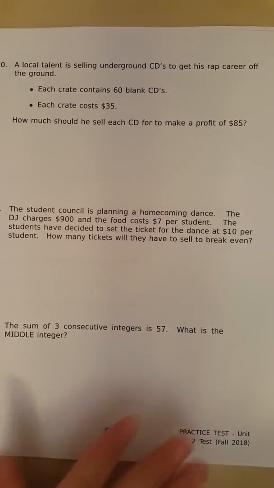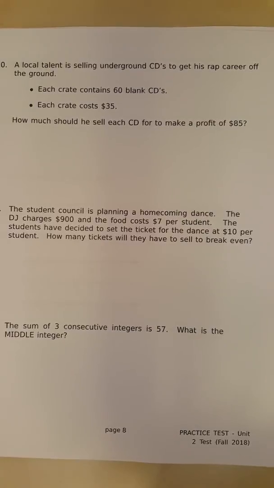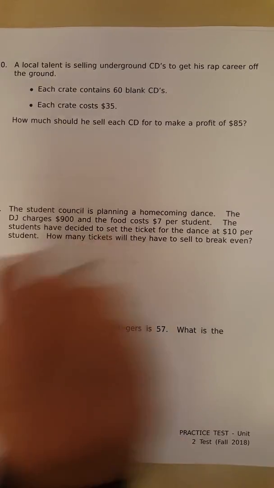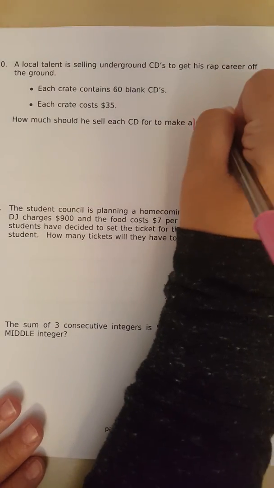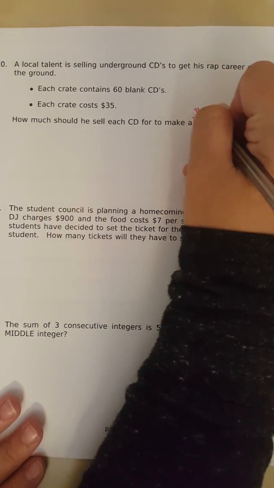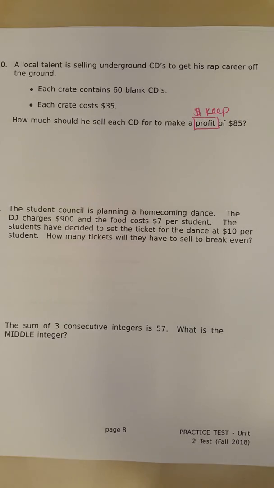All right, our next one. A local talent is selling underground CDs to get his rap career off the ground. Each crate contains 60 blank CDs, and each crate costs $35. We want to know how much he's going to sell each CD for in order to make a profit. So profit, first of all, that's the money that you keep. It's the money you get. So the money he gets of 85.